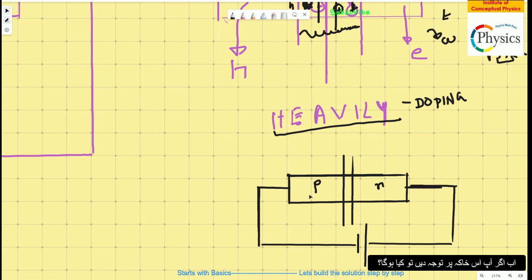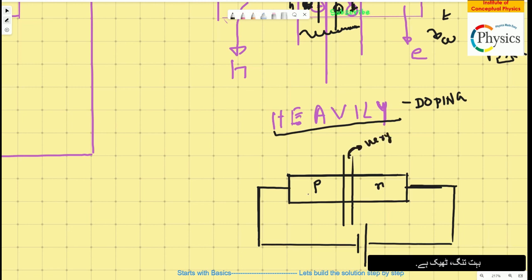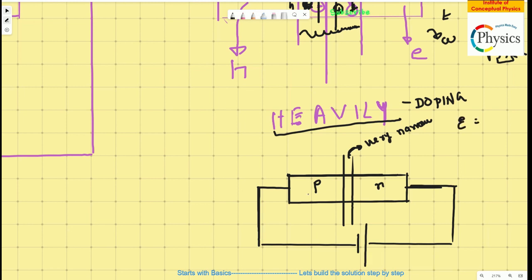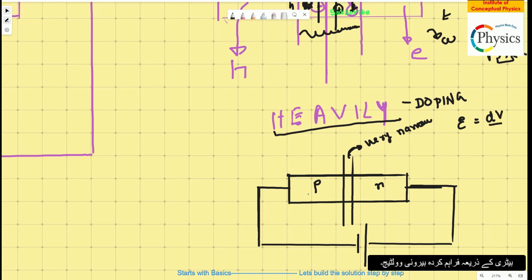Now what happens? If you concentrate on this diagram, this already is very narrow, right? So the width is very small. If you remember, E is the electric field. Definitely the voltage increased, because of the external voltage provided by the battery and the internal electric field which exists. There is a small depletion region. Even this will have a junction potential and a small electric field. And it also depends on the width, dV by dx, right?